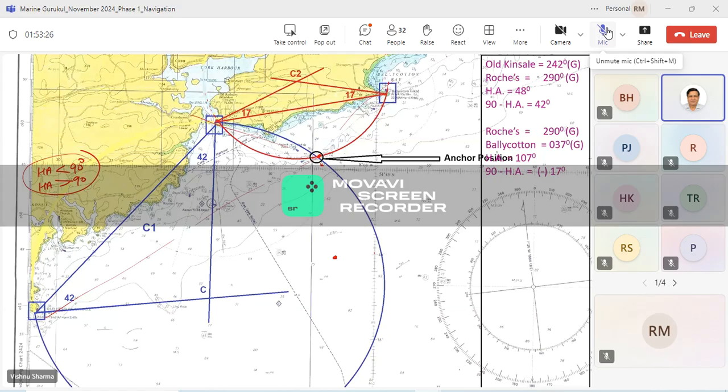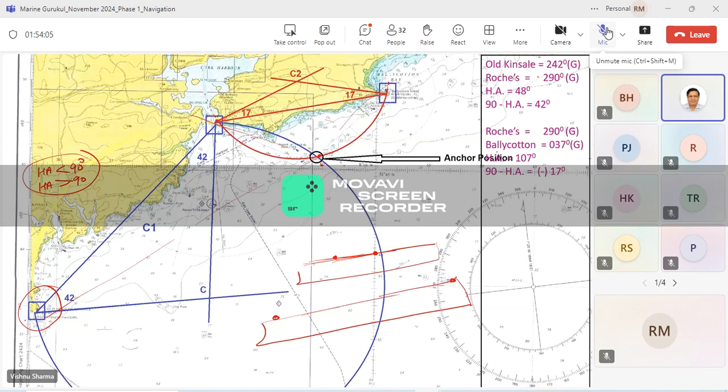If you have 2 points very close to each other and you try to put a parallel ruler against them, and if the parallel ruler is slightly misaligned, the error will be huge. If the points are far apart and you align the parallel ruler, the slight misalignment will not lead to a huge error. For that reason, what I'm suggesting is, out of the 3 points, you choose the farthest one. In this plot, the farthest one is Old Head of Kinsale from the anchor position. I'm talking from anchor position.